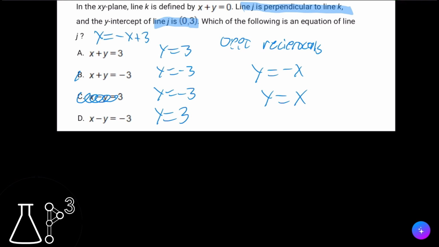We do have the y-intercept the same. However, we have the same slope as line K. Therefore, A is incorrect. But let's fact check to make sure that D is correct.